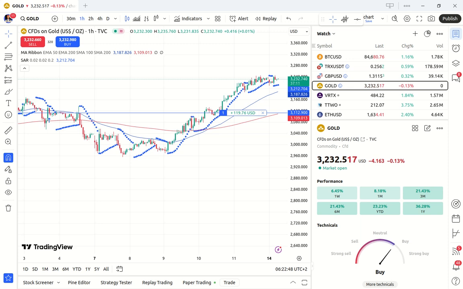So this is the last system. The last system is the price. It has to gap up.